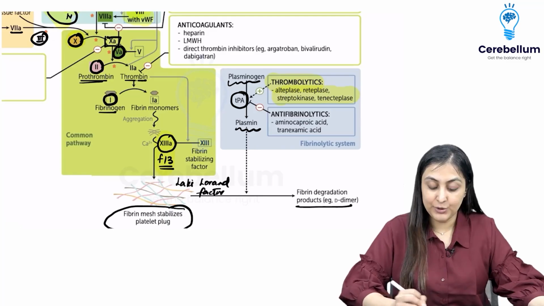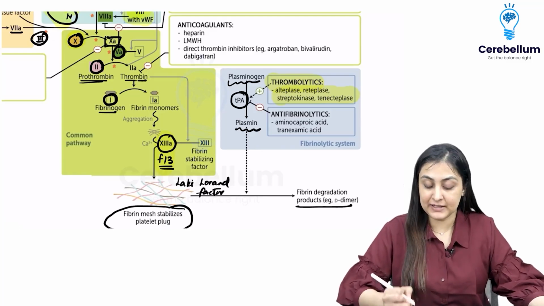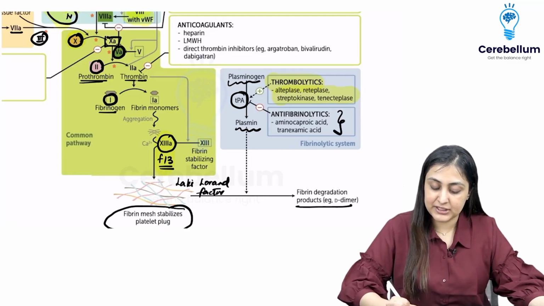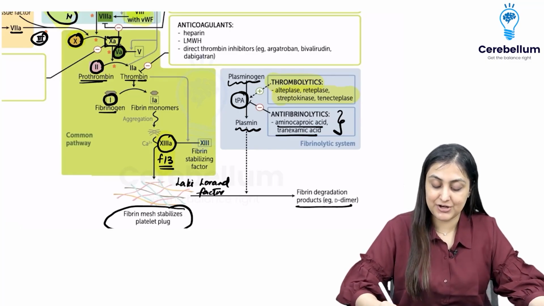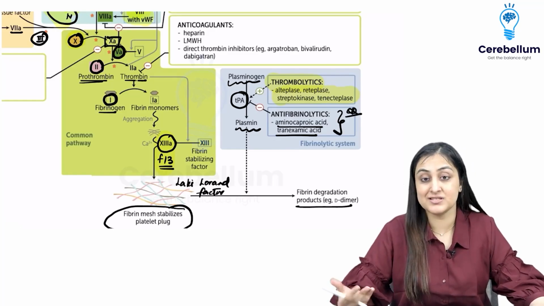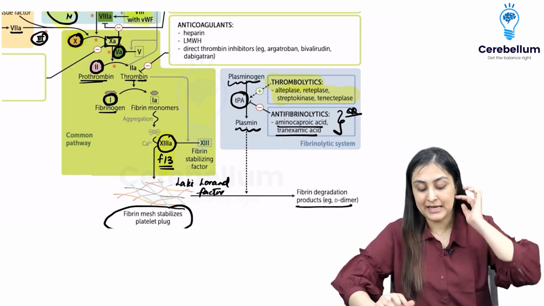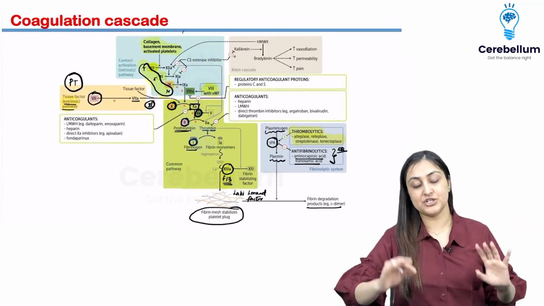On the other hand, if I don't want this platelet plug to break, we are going to use antifibrinolytics like aminocaproic acid or tranexamic acid. Very important, we use this in menorrhagia, very frequently. So this is about the coagulation cascade.